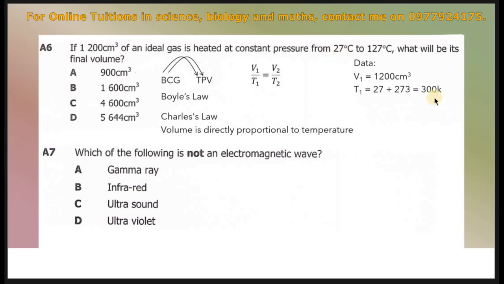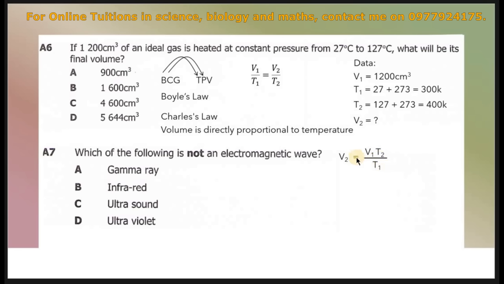So we get 300 Kelvin, then to 127 degrees Celsius. So this is temperature 2. T2 is 127 plus 273, 400 when converted to Kelvin. Then they ask, what will be its final volume? So the final volume here, we are going to put a question mark because we don't know it. So what we are going to do now is to make V2 the subject of the formula.